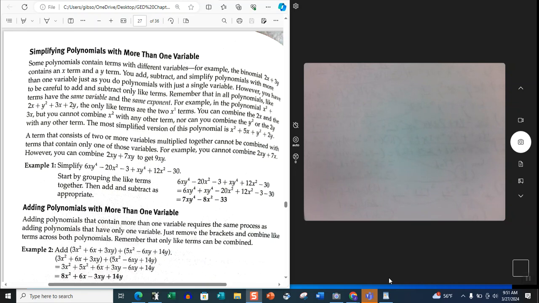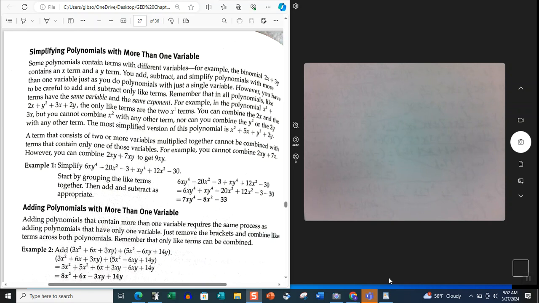You add, subtract, and simplify polynomials with more than one variable, just as you do polynomials with just a single variable. However, you have to be careful to add and subtract only like terms. Remember that in all polynomials, like terms have the same variable and the same exponent. For example, in the polynomial x squared plus 2x plus y squared plus 3x plus 2y, the only like terms are the two x terms.